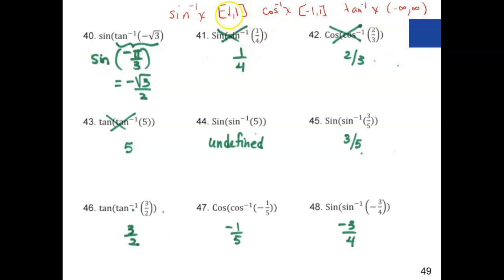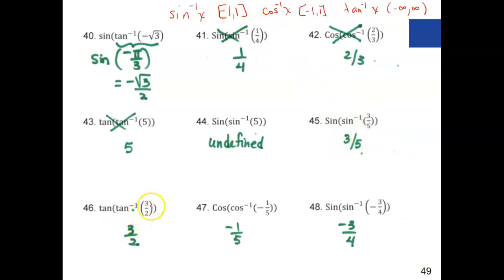Well, 1/4 is in between negative 1 and 1. So that is going to allow these to cancel and we equal 1/4. Here, 2/3 is between -1 and 1, so we get that cancellation. Here, inverse tangent is where we start, and its domain is all real numbers, so we get that cancellation. Inverse sine on this one, you've got 5, which is not within the domain for inverse sine, and that's why this one would be undefined. Here, 3/5 is within the domain, so we can use the cancellation property.